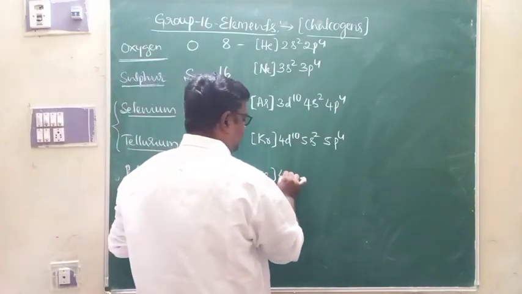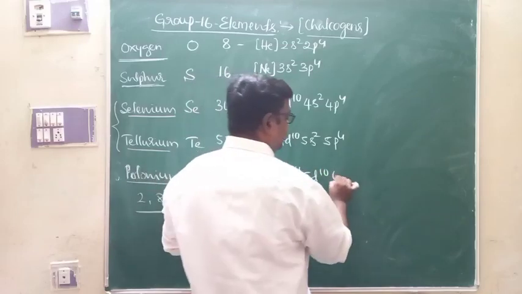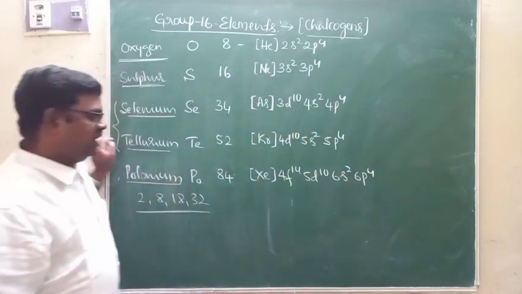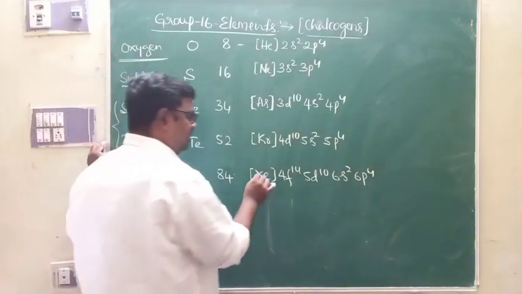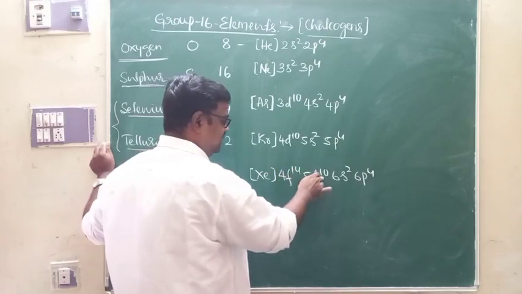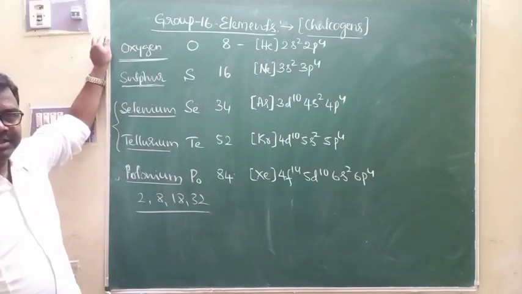84 is there. Then it is 4f14, 5d10, then 6s2 and of course 6p4. This is the electronic configuration of polonium. 54 plus 14, 68, plus 10, 78, 80 and of course 84. This is what we call the electronic configuration.